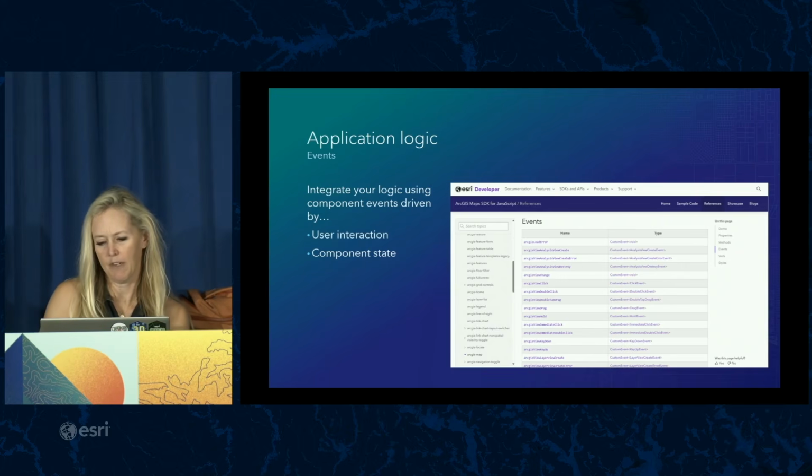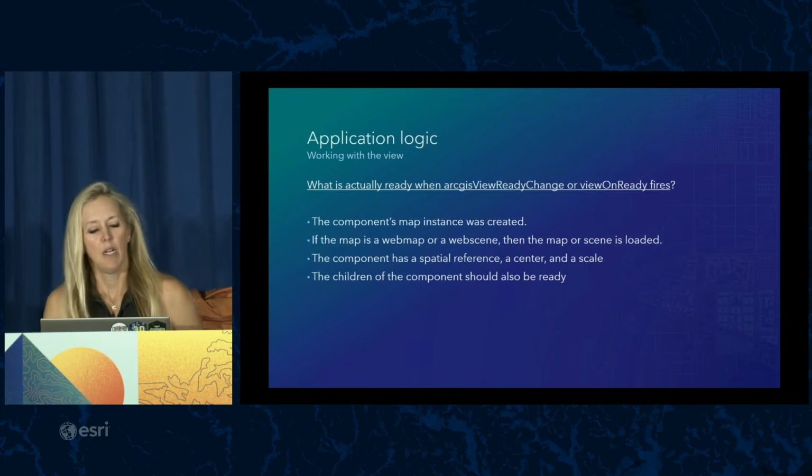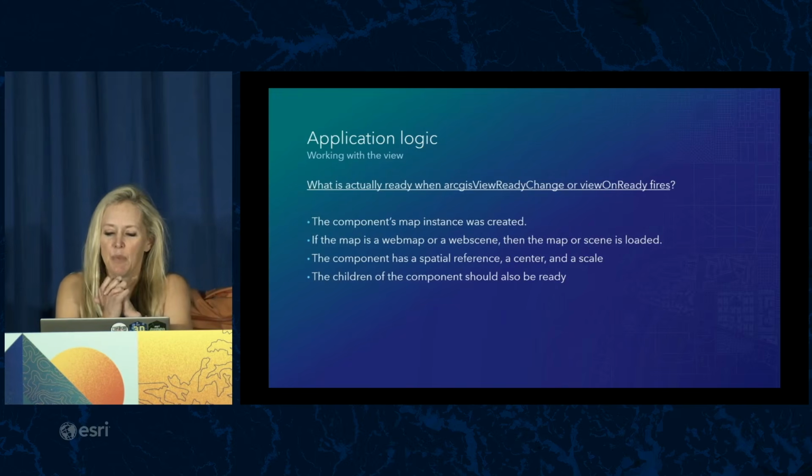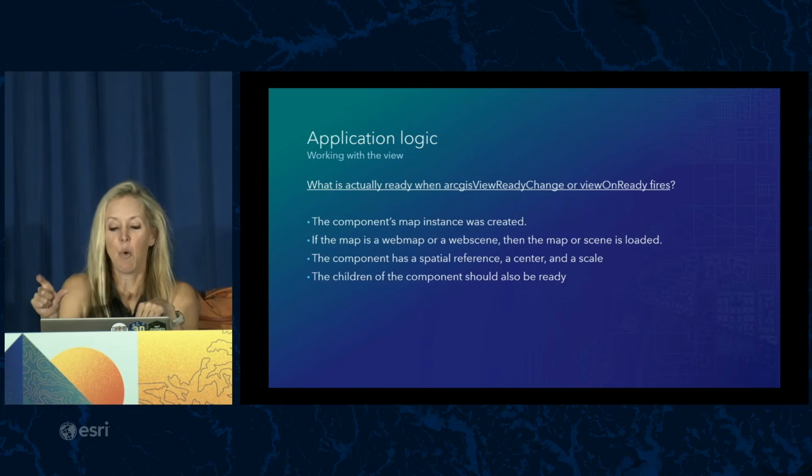This is the events for the map component. Also working with the view. I'm sure you guys have worked with the view before. There's an event called ArcGIS View Ready Change. You can listen for that event, or you could decide to use an await view on ready, to listen for that property for that to be ready.